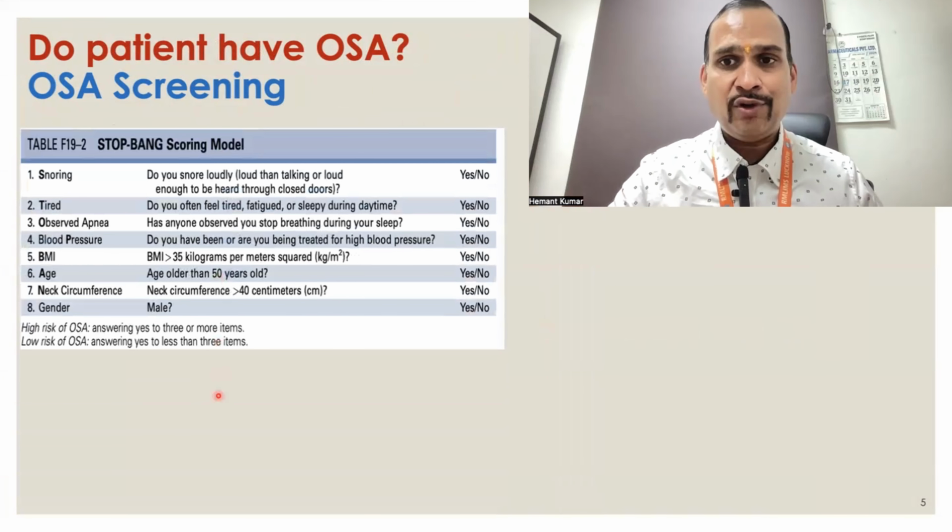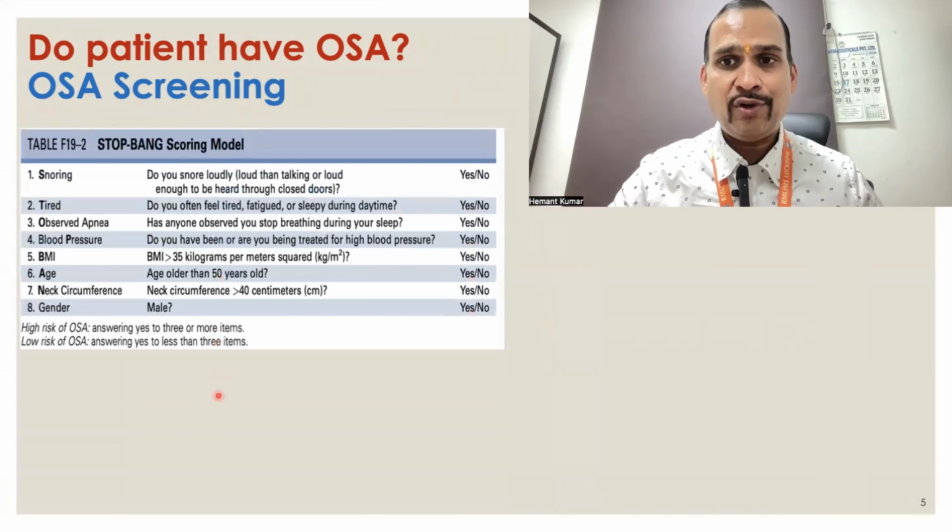Evaluation of asthma or chronic lung disease, unless OSA is suspected. There are a lot of COPD patients. If you are suspecting OSA by the STOP-Bang questionnaire, then only you have to do polysomnography. If you are not suspecting it, or the patient doesn't have any OSA symptoms, no need to do a sleep study. Routine evaluation of insomnia, no need to do polysomnography.